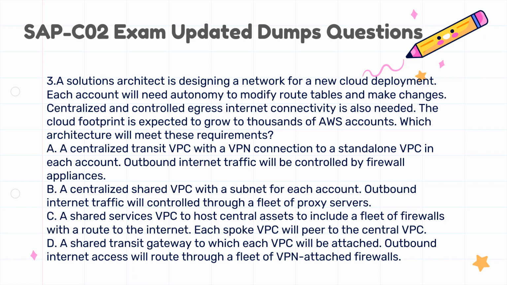C. A shared services VPC to host central assets to include a fleet of firewalls with a route to the internet. Each spoke VPC will peer to the central VPC. D. A shared transit gateway to which each VPC will be attached. Outbound internet access will route through a fleet of VPN-attached firewalls.